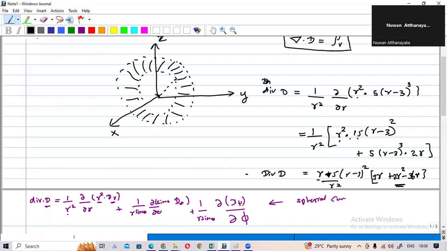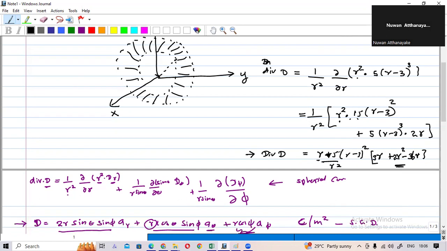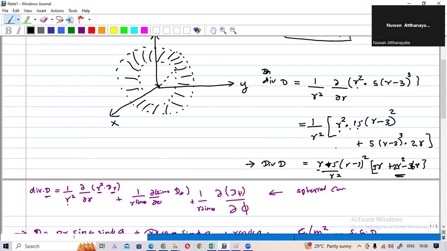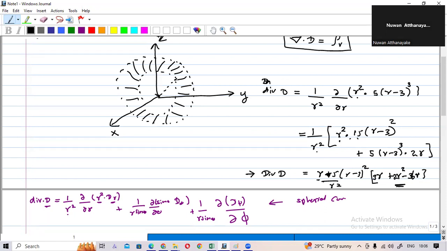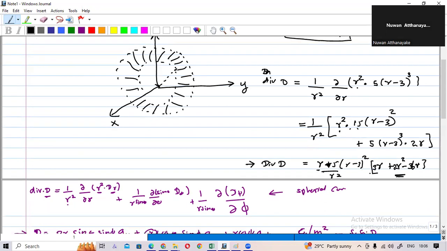Maybe I have done some simplification error. I think no error. R square is there, so I will get r. So r will be there, so 5r minus 3 square, so 5, 3 will be there plus. So 5r minus 3 already taken, so r minus 3 is there.